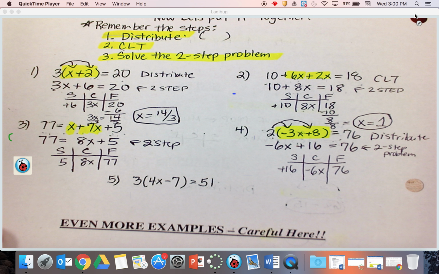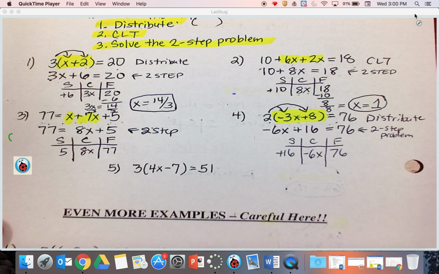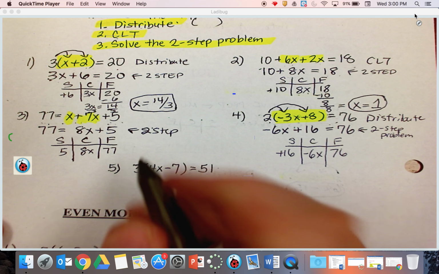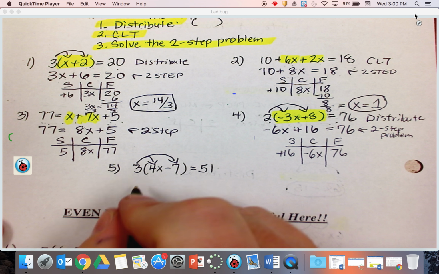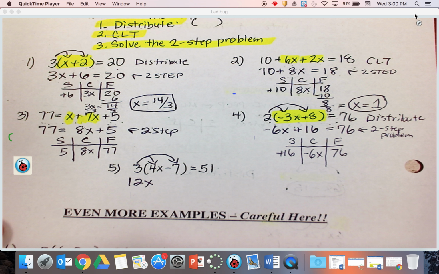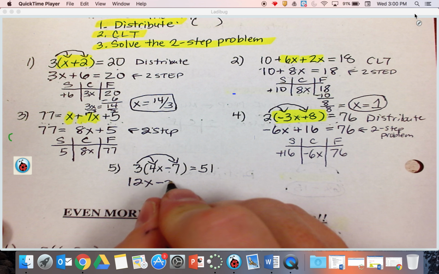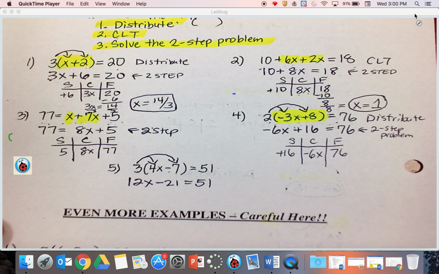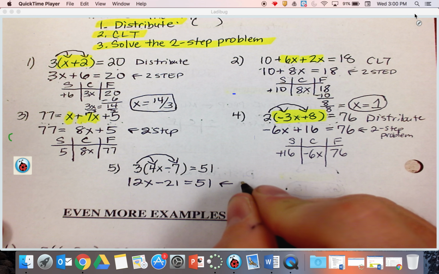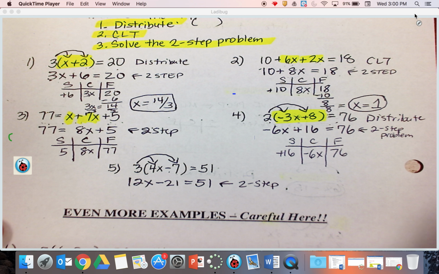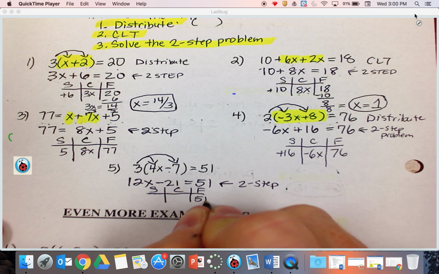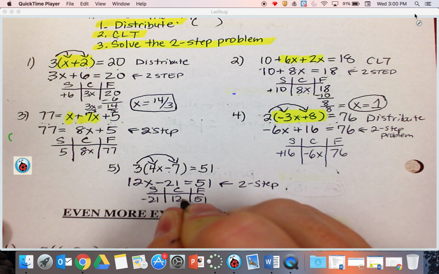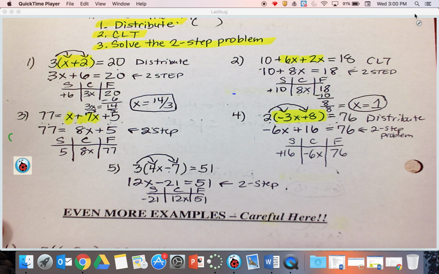Okay. Number 5, last example here. Just go through the steps again. Do you have distributive property? Well, I do. I got my parentheses. So I'm distributing 3 times 4x, 3 times negative 7. So it gives me 12x. 3 times a negative 7 is negative 21 equals 51. There's my two-step problem. I can put it in my start, change, and finish. And when I do so, using my correct signs, that's what it looks like, and then I can solve that.